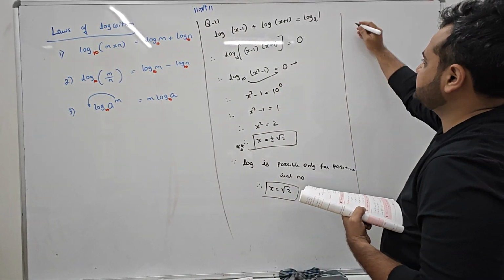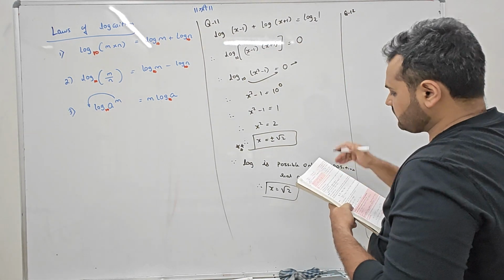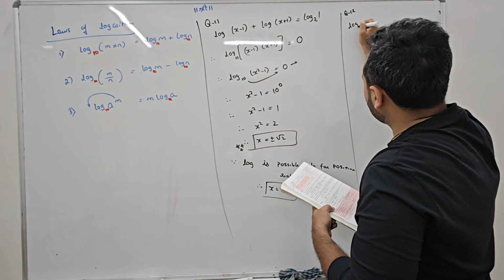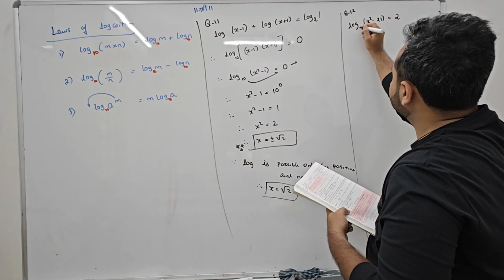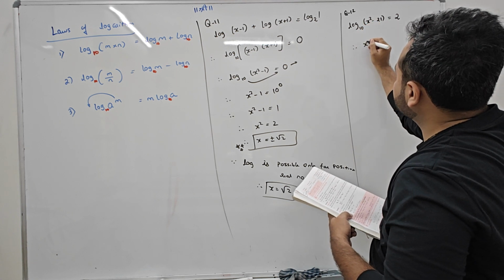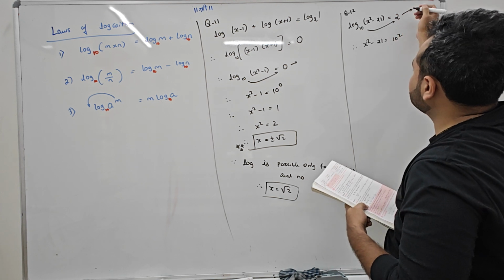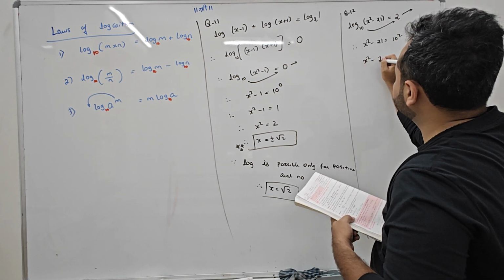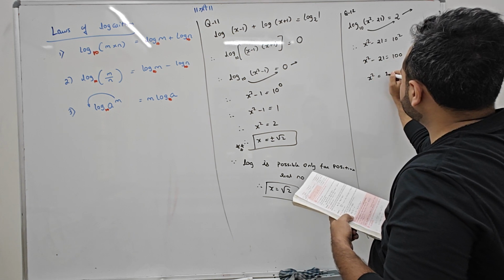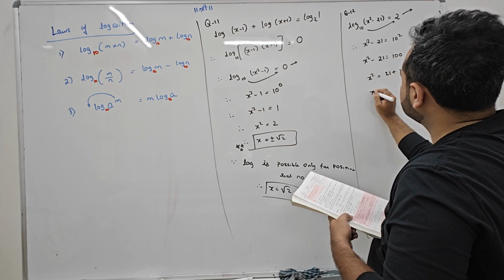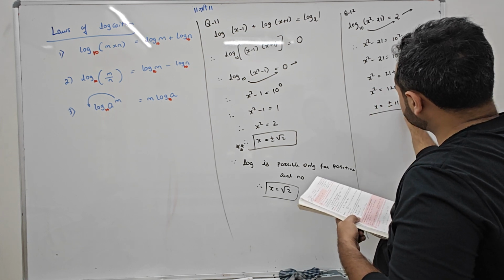And the last sum of this exercise, question number 12. Log of x square minus 21 is equal to 2. Default base is 10. Therefore we can write x square minus 21 is equal to 10 raised to 2. What will you remember? If nothing is mentioned, the default base is 10. So x square is equal to 121, x is plus minus 11.